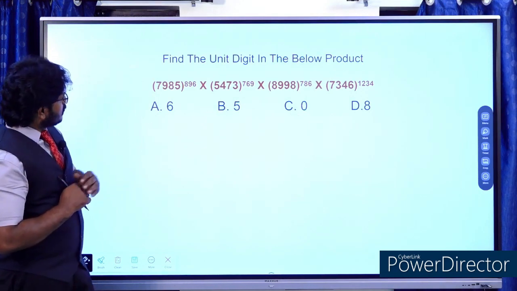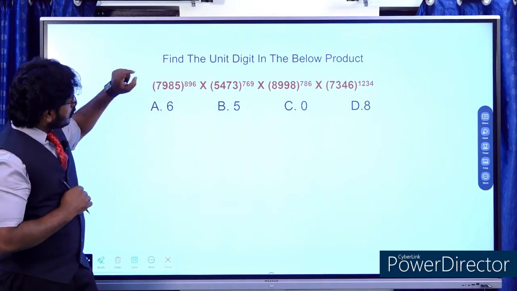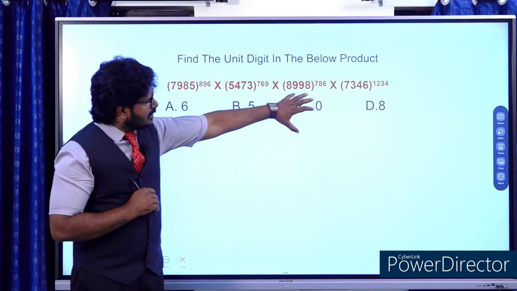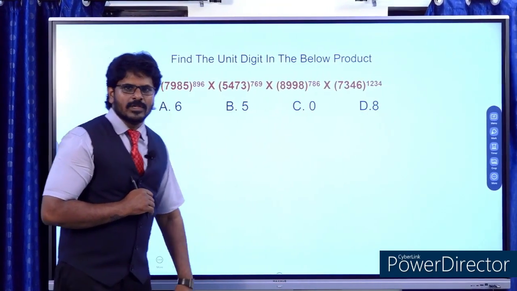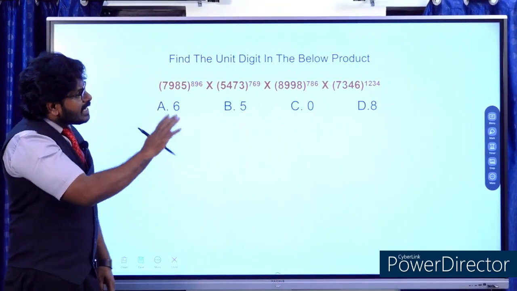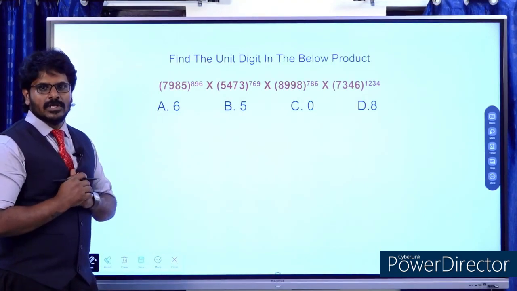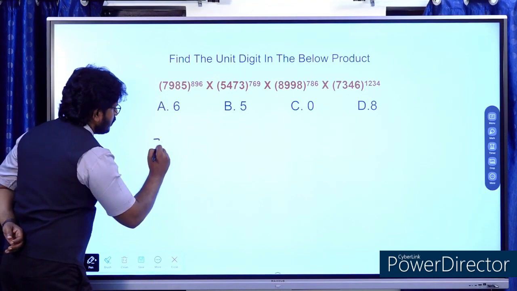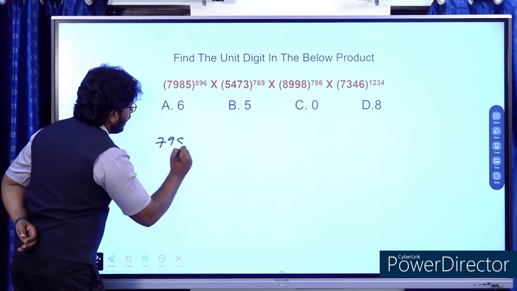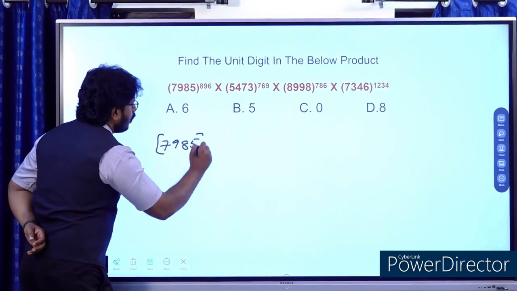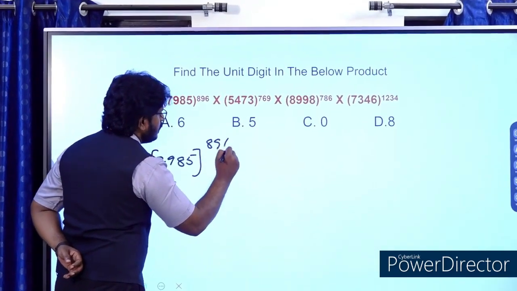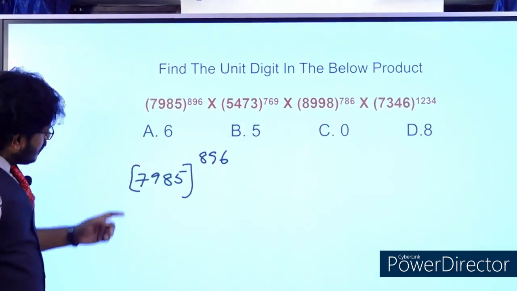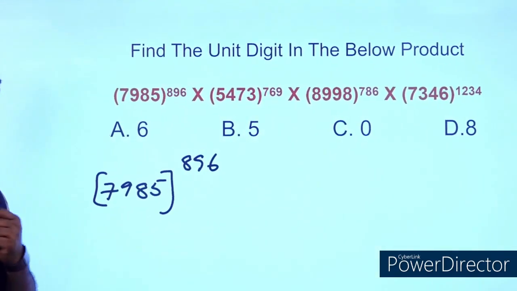సో ఇక్కడ మనకి ఏమి ఇచ్చాడు, here it is a 4 digit number to the power of 3 digit number and here it is a 4 digit number to the power of 4 digit number. ఇవన్నిటిని మల్టిప్లై చేస్తే యూనిట్ డిజిట్స్ ఏమొస్తుంది, దట్ ఈస్ యువర్ క్వశ్చన్. సో ఇక్కడ మనకి ఫస్ట్ వాల్యూ ఏముంది, it is say 7985 to the power of 896. So this is a base value and this is the power value.